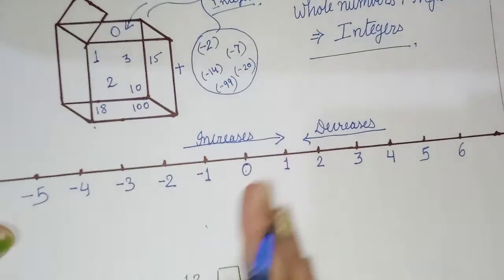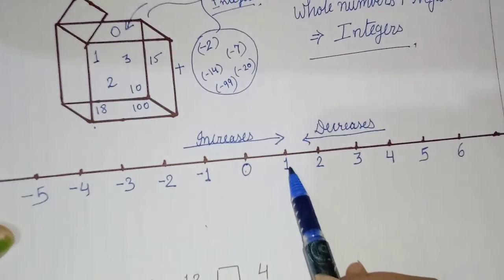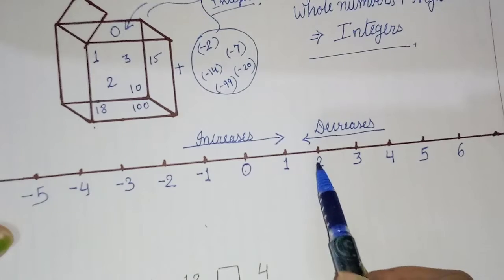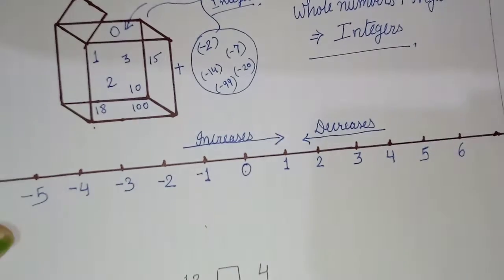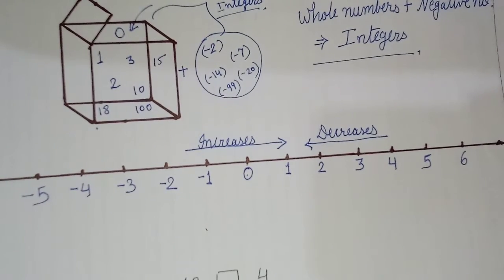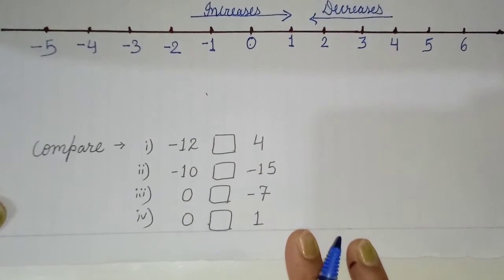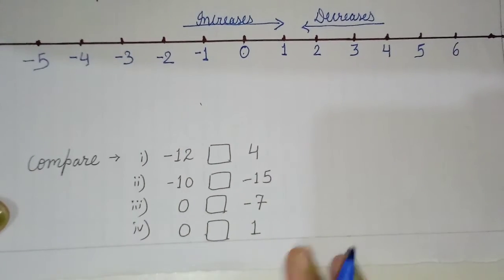And if we go from any number towards the right side, imagine from 1 we are going to the right, that is 2, 3, 4. Numbers are increasing that side. The number line helps us to compare the numbers. To see this, let us solve an exercise here. Here we have some questions. We have to compare these given numbers.